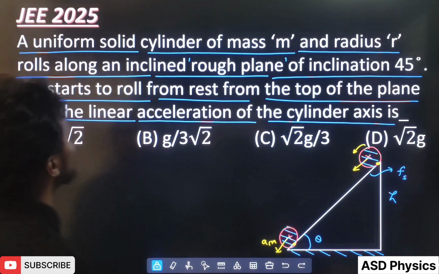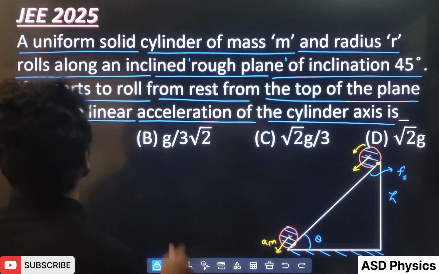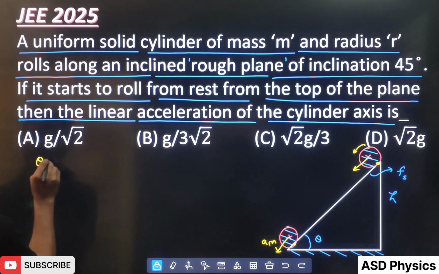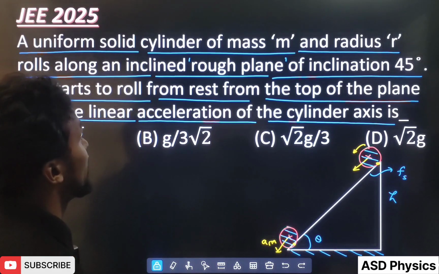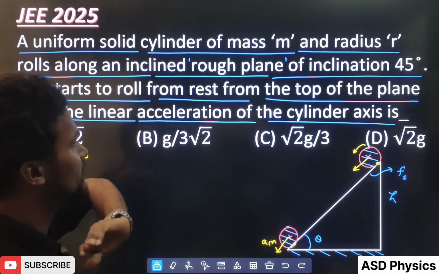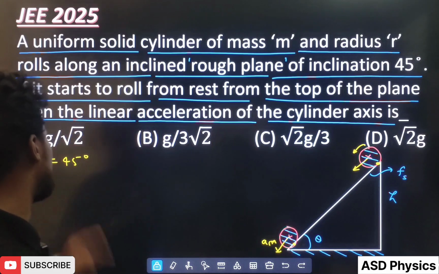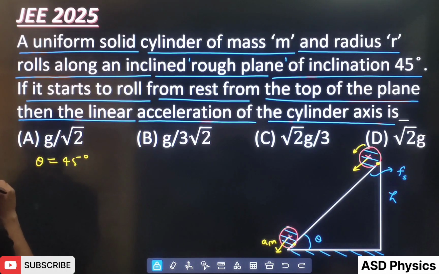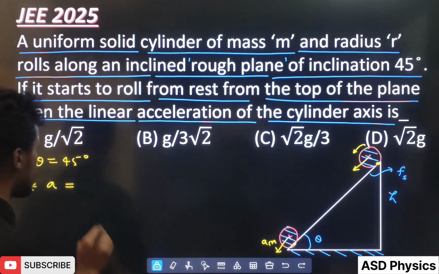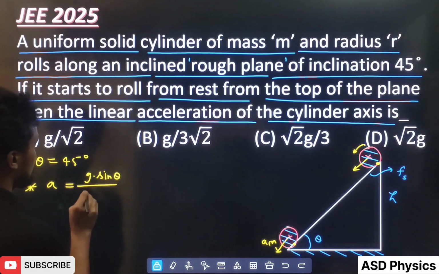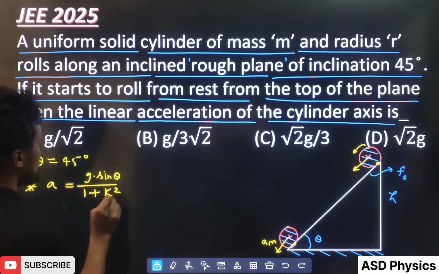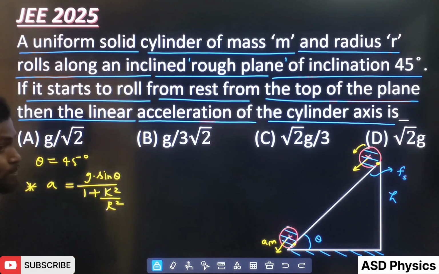Great. So now let's see what is given here. They have given the inclination theta as 45 degrees, the body starts from rest, and they are asking for the acceleration. Remember that in this situation, one formula is there which you have to remember. The acceleration during rolling motion is given by g sine theta by 1 plus k square by r square. Very, very important.